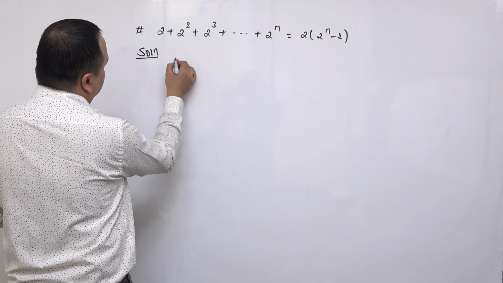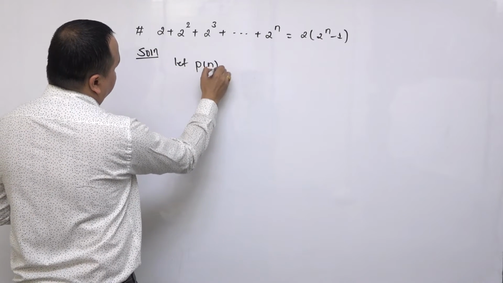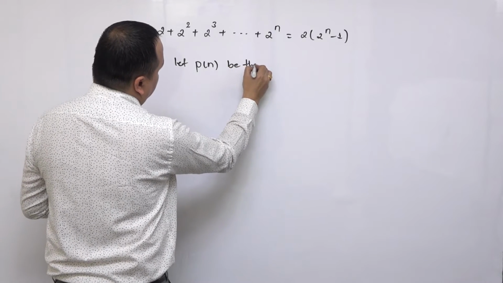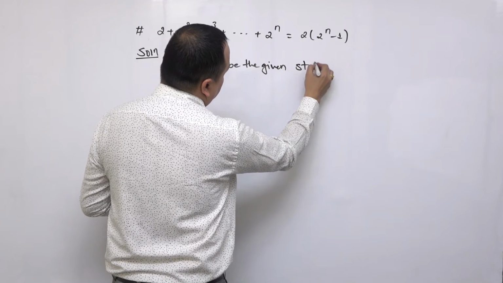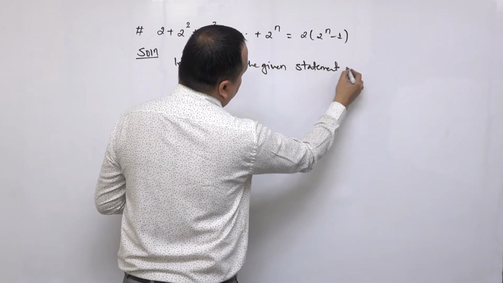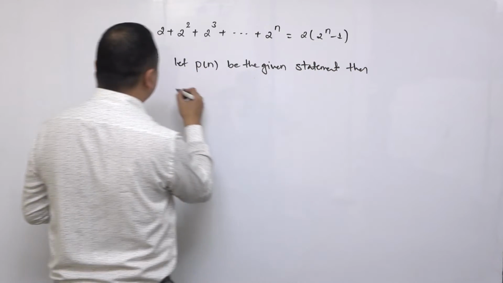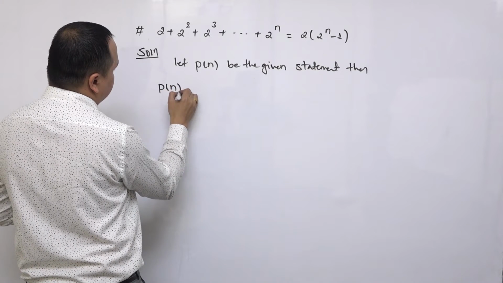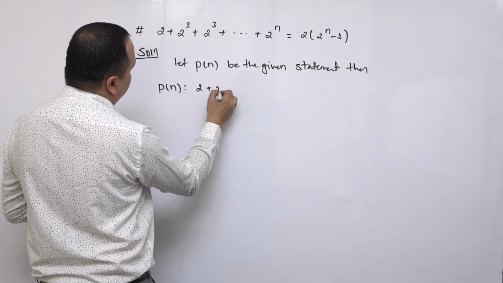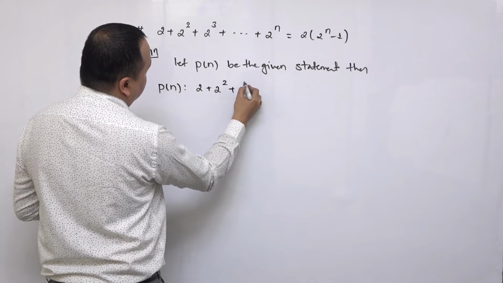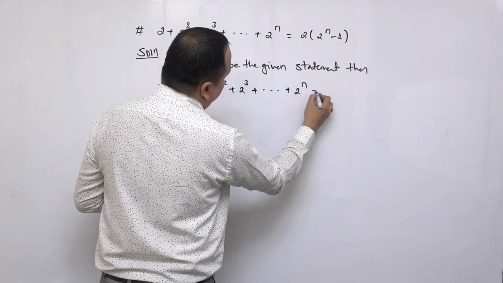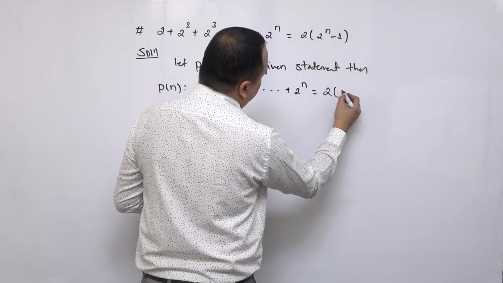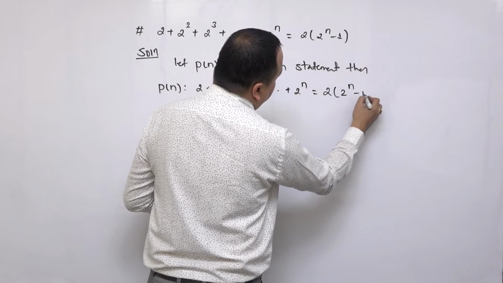First of all, let Pn be the given statement. Then Pn such that 2 plus 2 square plus 2 cube plus ... plus 2 to the power n is equal to 2 times of 2 to the power n minus 1.